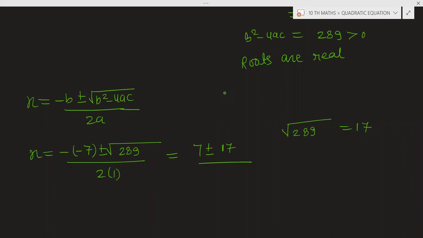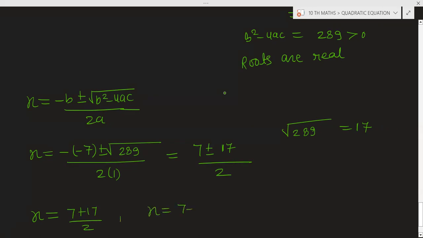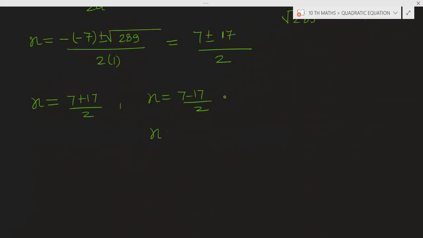So this is 2 here. You can solve it. So x is equal to 7 plus 17 by 2, or x is equal to 7 minus 17 by 2. So this will become minus 10 by 2, means minus 5. And this will become 17 plus 7, which is 24, and 24 by 2 is 6. So this is 6 meter, and this is minus 5 meter.